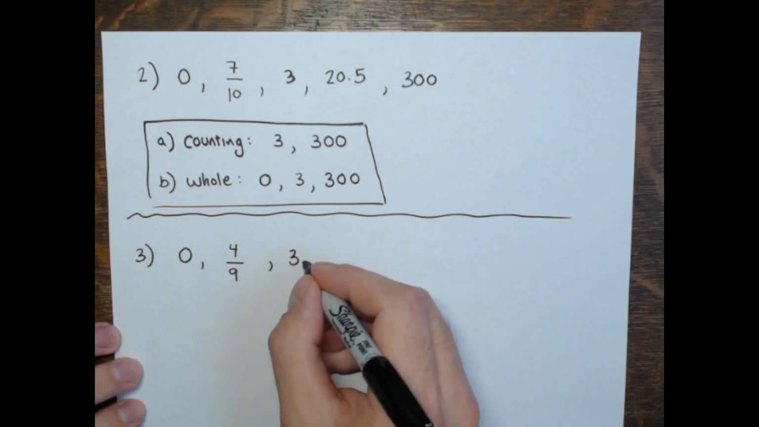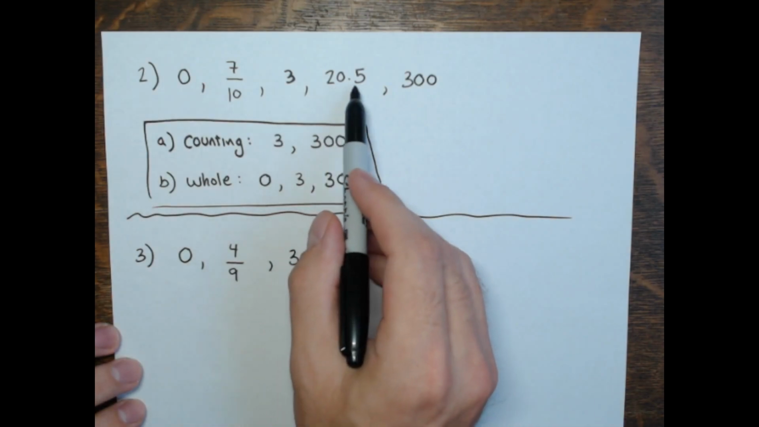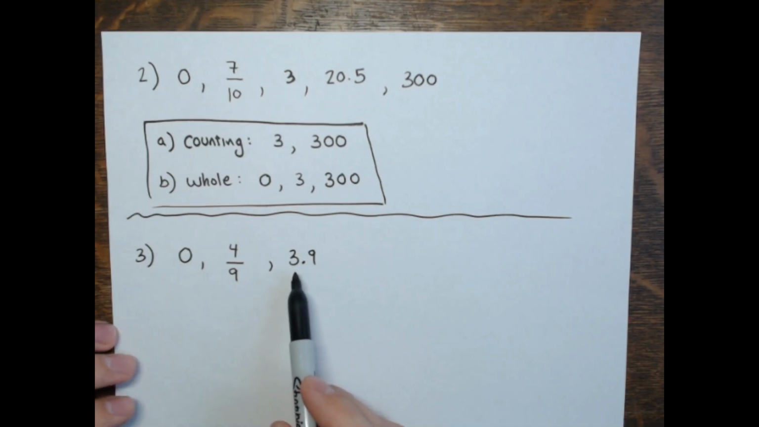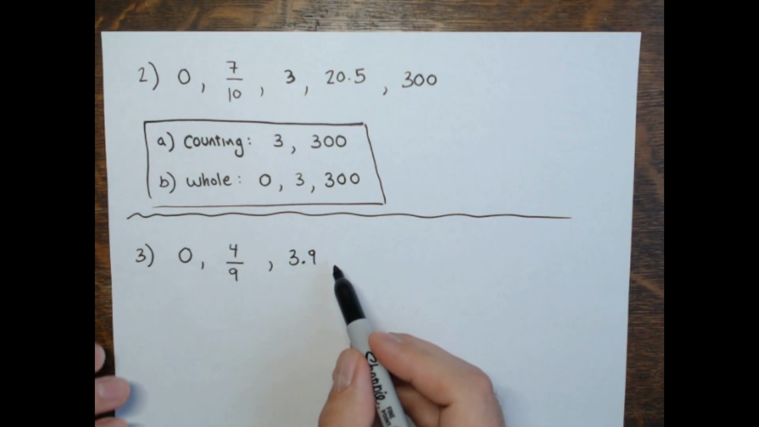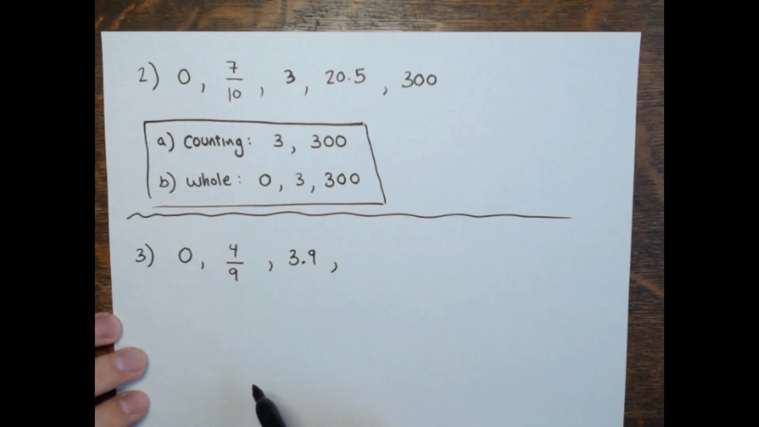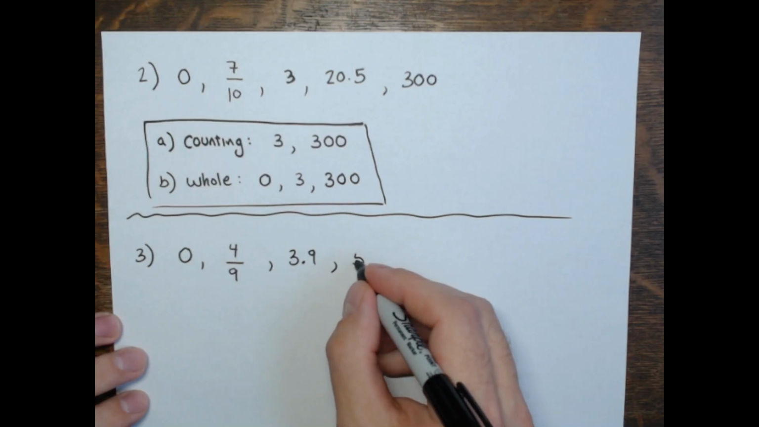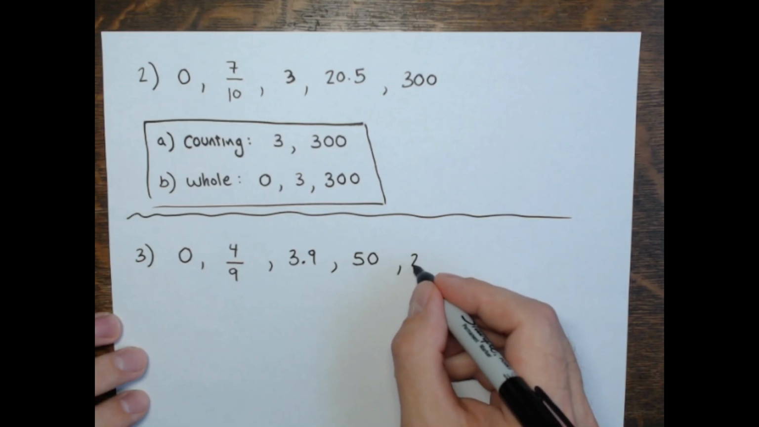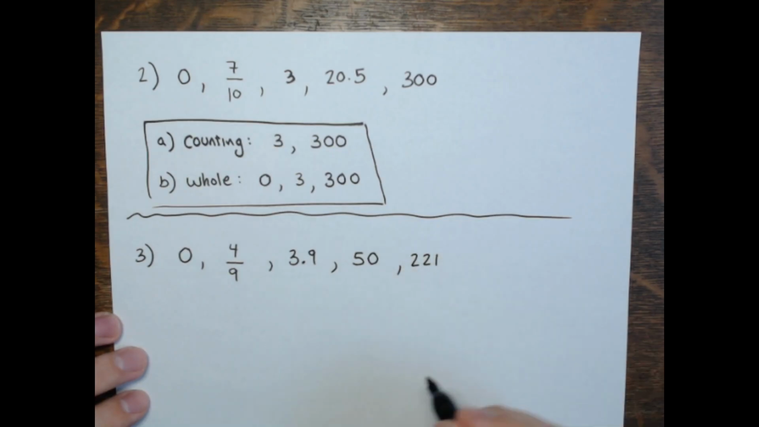Then 3.9. So this is like 20.5 earlier, right? It's a decimal where there's a non-zero number to the right of the decimal. That is not good, right? When you're talking about counting numbers or whole numbers, that is neither. Then the other two should be fine. We have 50, right? No fraction, no decimal. 221, no fraction, no decimal.